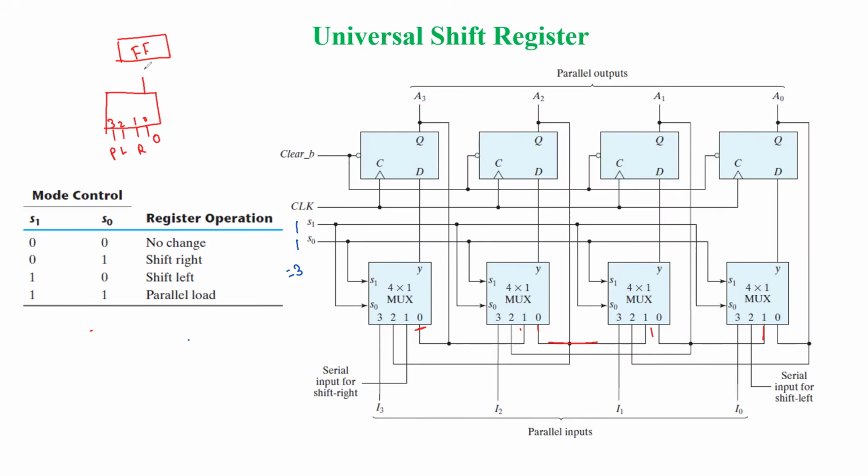Since it is the D flip-flop, whatever the input is will be available at the output. And finally, that is going to be the input to the next multiplexer. That we have to keep in mind in the connection. Like this, we are able to perform all types of shifting here with the help of the universal shift register.